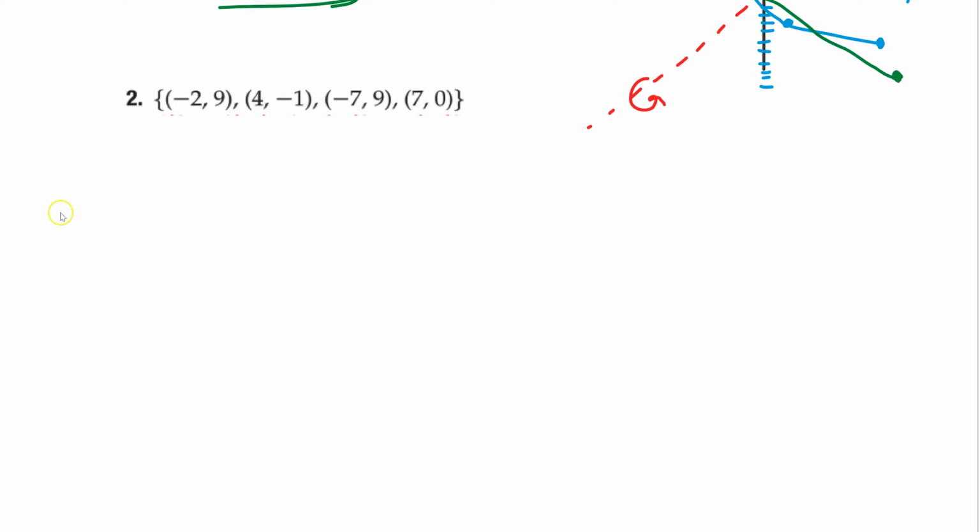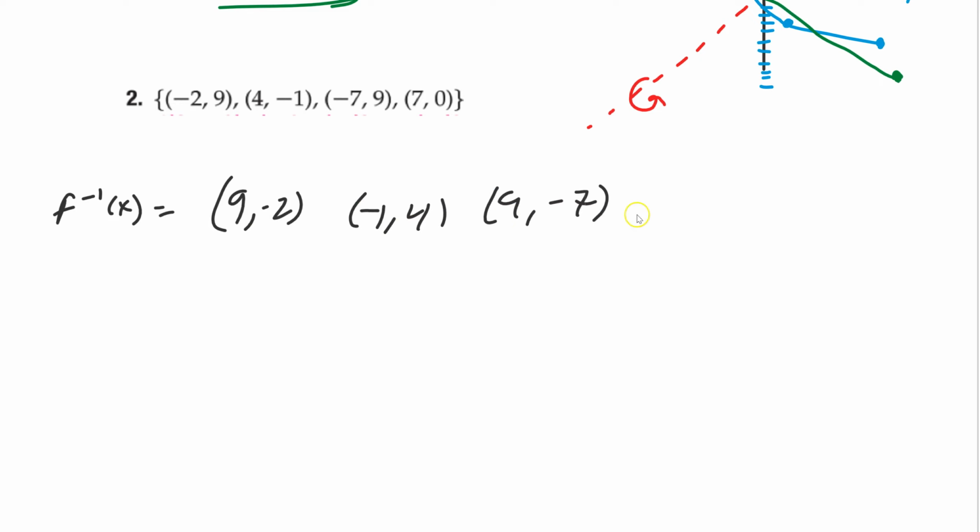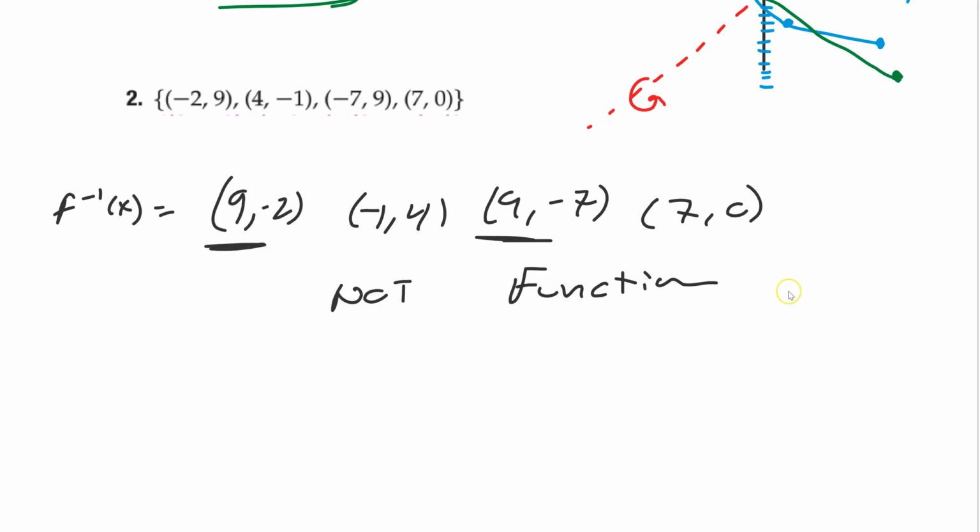So again, if I want the inverse function, the inverse relation, it's not a function yet. Just switch it, so it's 9 and negative 2. It's negative 1 and 4. 9 and negative 7. And 7 and 0. And if you look, this one's actually not a function. It's an inverse relation. So I get that.